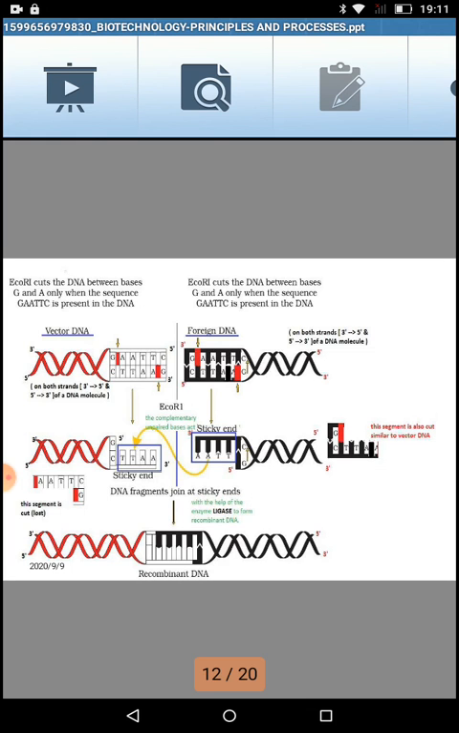Similarly, this EcoR1 will be acting on the foreign DNA also. Look at the diagram. In the foreign DNA also, it is going to read the whole DNA first and find its own recognition sequence. For EcoR1, the recognition sequence is GAATTC. Wherever it finds this GAATTC, it is going to stop there. Then what is it going to do? It is going to cut the phosphodiester bond between G and A in one strand, and in the other strand also between G and A. The same process it follows in the foreign DNA also.